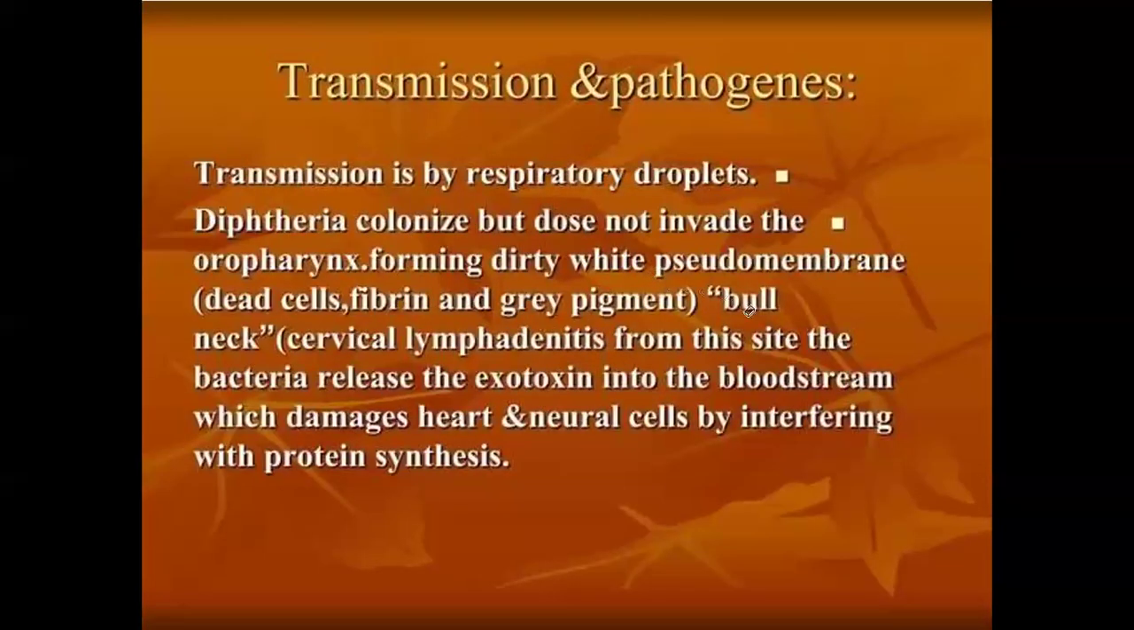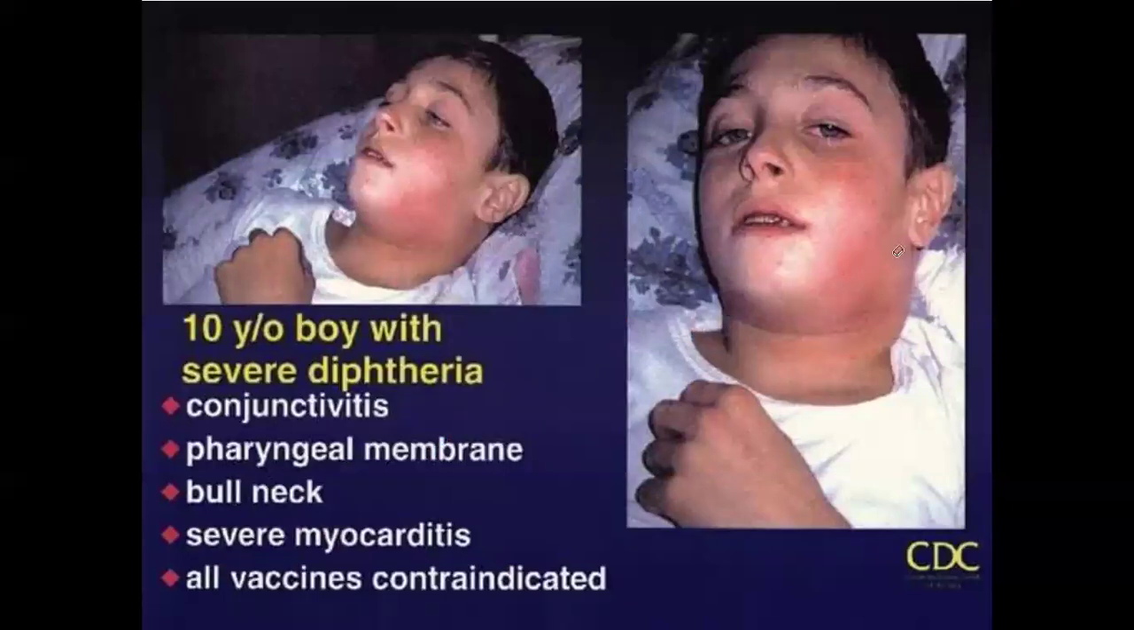And then it causes something called bull neck appearance. Bull neck appearance is basically lymphadenopathy, cervical lymphadenitis. From this site, the bacteria releases the exotoxin into the bloodstream, which damages the heart and neural cells by interfering with protein synthesis. So look at this boy. These are his lymph nodes. He has lymph nodes here, so it's going to cause lymphadenopathy here. This is what we call bull neck appearance.